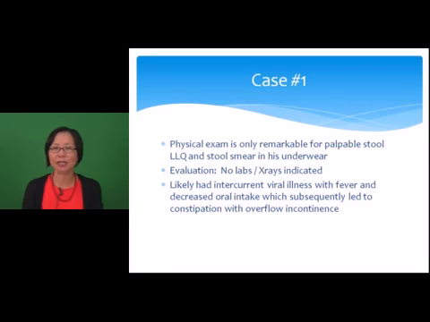So for this child, there's really no indication for labs or x-rays. It's pretty clear that he likely had a viral gastroenteritis with fever and had decreased oral intake, and then subsequently developed constipation with overflow incontinence.